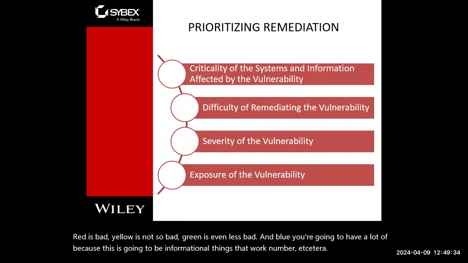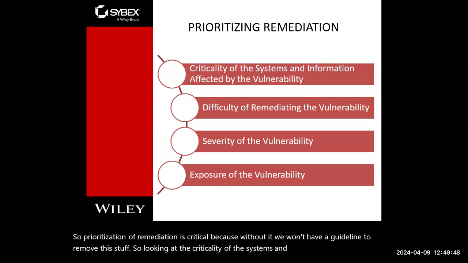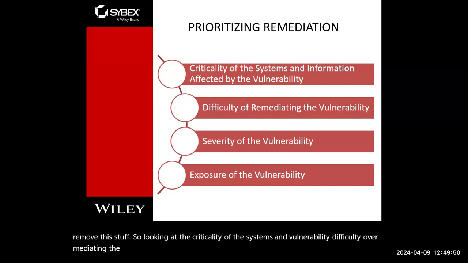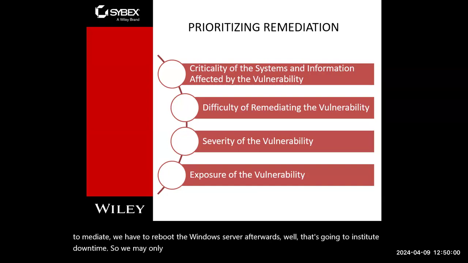So prioritization of remediation is critical because without it, we won't have a guideline to remove this stuff. So we look at the criticality of the systems and the vulnerability, and the difficulty of remediating the vulnerability. For example, if we find something that's in production that we have to remediate and we have to reboot the Windows server afterwards, well, that's going to institute downtime. So we may only have a window once a month to do it.